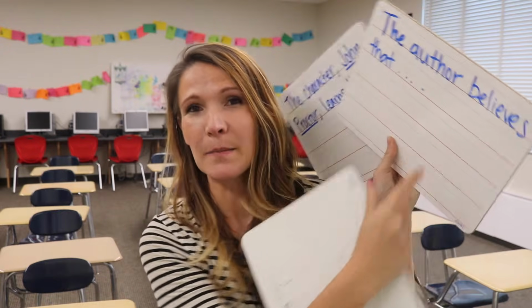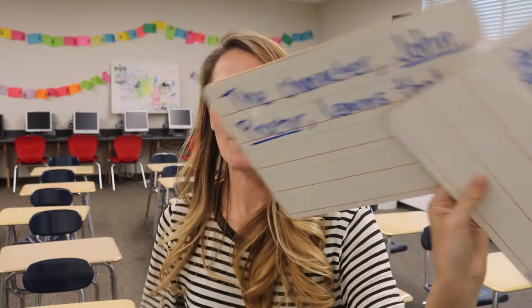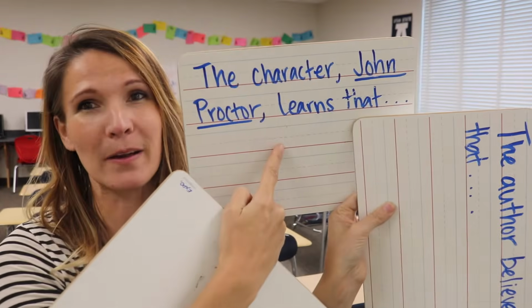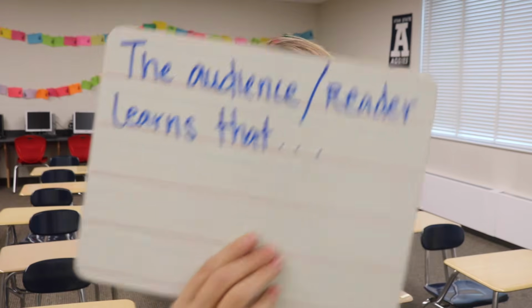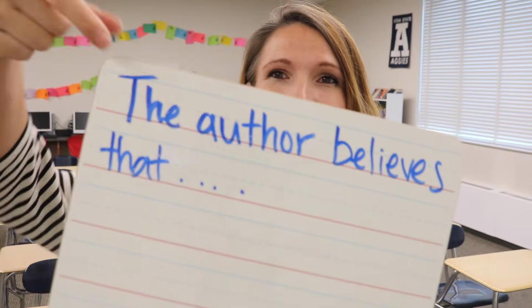Now I'm gonna give you 3 different sentence stems to have you start your idea and then you finish the sentence. You might start with the author believes, something that the author's trying to teach you, or maybe something the character learns throughout the novel, or maybe something that the audience learns throughout the novel. So you've either got the author, the character, or the audience. Check it out.